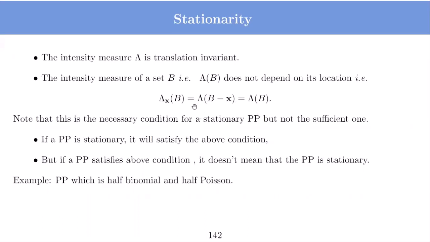Again, note that this condition, that the intensity measure is translation invariant, is a necessary condition for a stationary point process, but is not a sufficient one. Which means if a point process has a translation invariant intensity measure, that does not mean it will be stationary also. If something is stationary, the intensity measure does not depend on the location. But if the intensity measure does not depend on location, that does not mean the point process will be stationary.